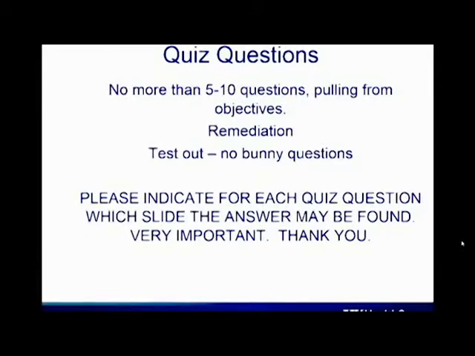Something new we're adding is a test out feature. We've tried this and it's worked successfully, and we'll be adding more of this in the future. No bunny questions. Nothing like what color is the sky. You want to show, if you are going to have the test out feature, that they are proficient. They have proficient knowledge in this material. So these questions that you're asking should really be reflective of the content and understanding of the content.